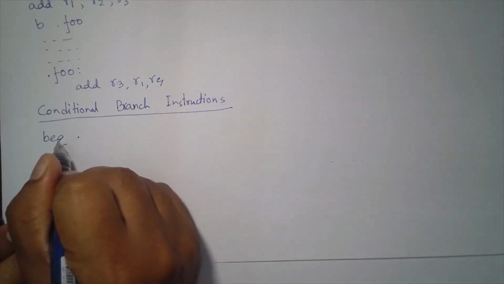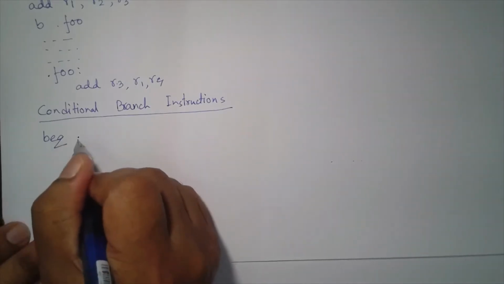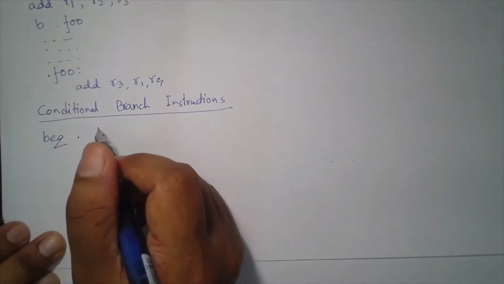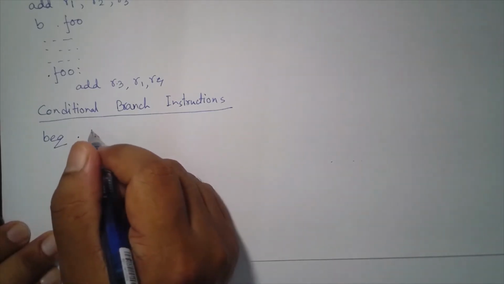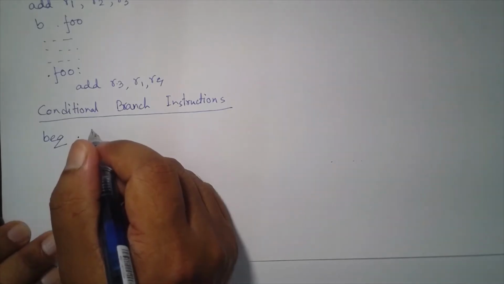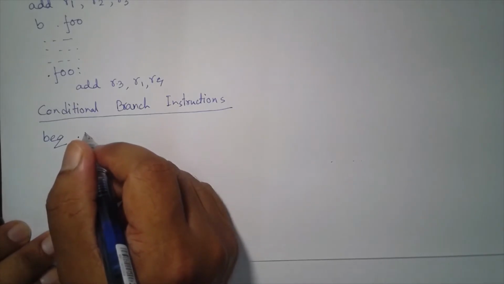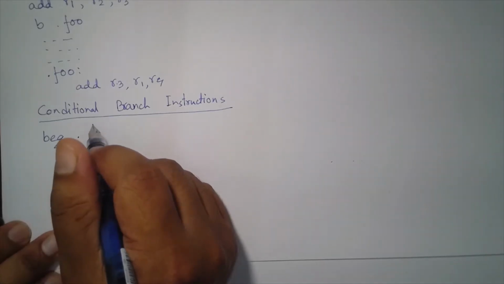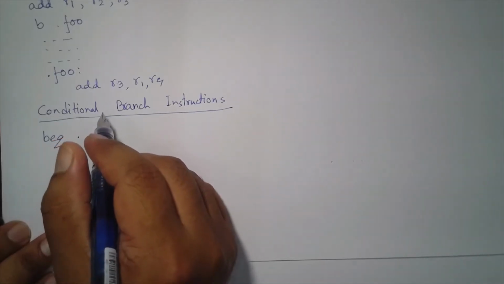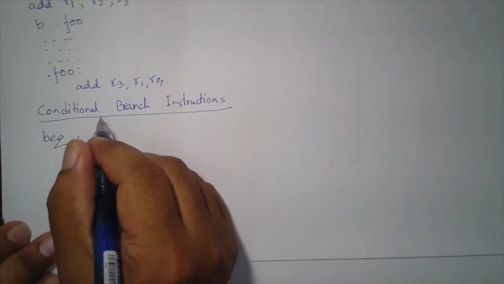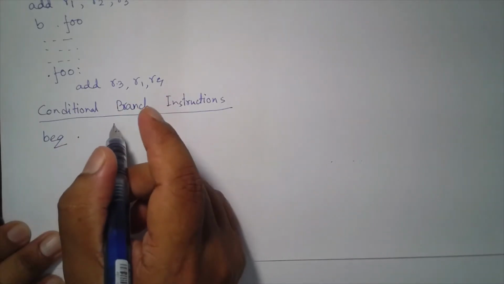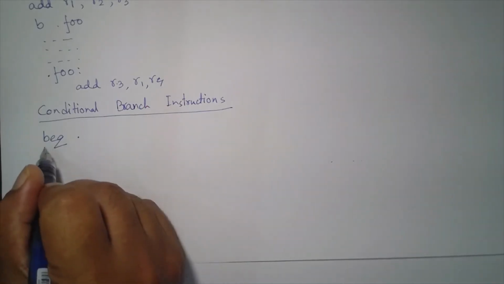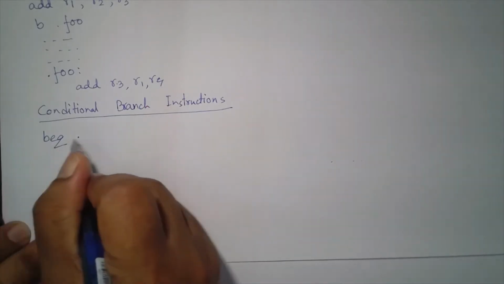So if, you remember the compare instruction used to set or reset a few flags. So the flags dot equal, then flags dot greater than, these flags were set by the compare instruction. Now depending on the condition of those flags, this branch instruction will be either taken or not taken.